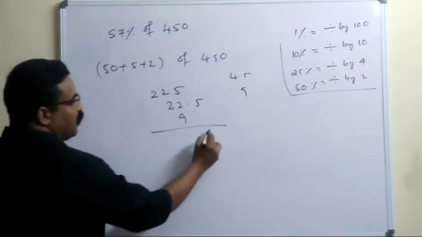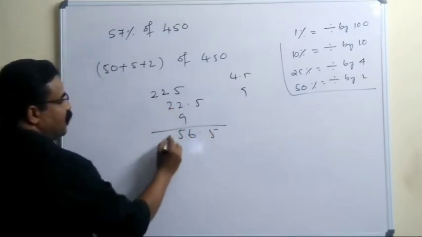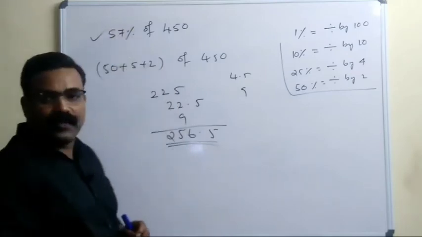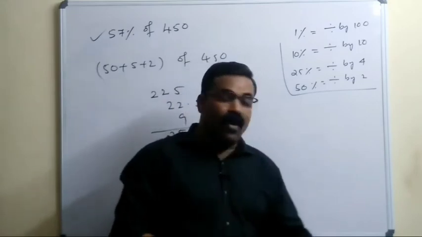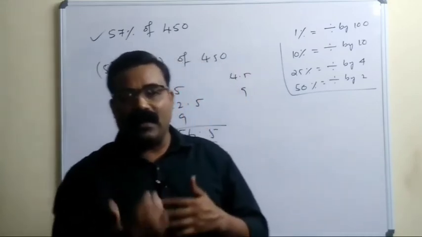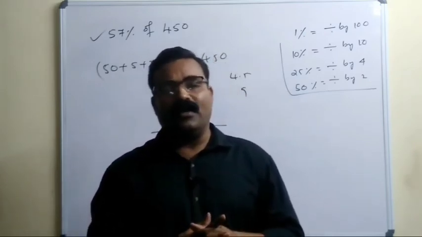So when you add it, 225 plus 22.5 plus 9, 256.5 will be the answer for this. So these are all the techniques used by toppers in their exams. You can also practice these techniques, and when you practice more and more, it becomes very easy to calculate any question related to percentage.